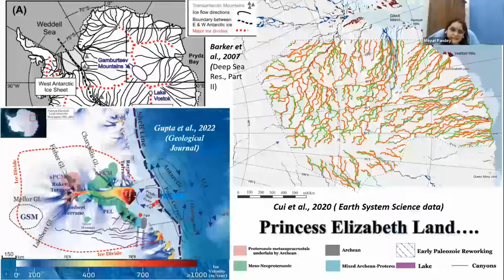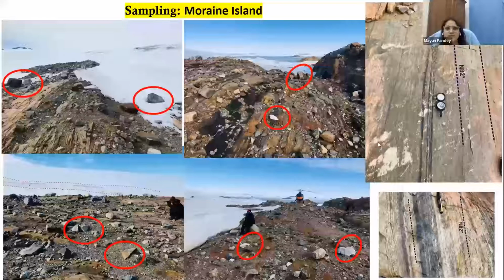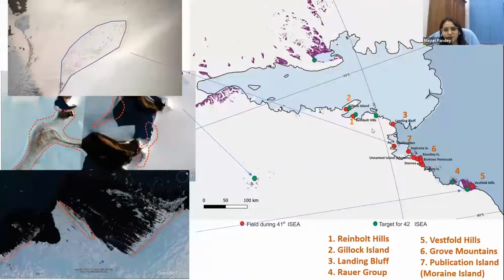So considering this flow pattern and the canyon system, there is a possibility of getting the sediments of this completely hidden terrain to the coastal area. There is a possibility that we may get certain signatures, certain sediment samples, which can help us infer the geology of this particular area. So with this hypothesis, we carried out the fieldwork in the coastal areas of the PEL terrain.